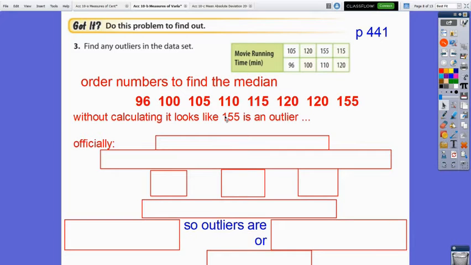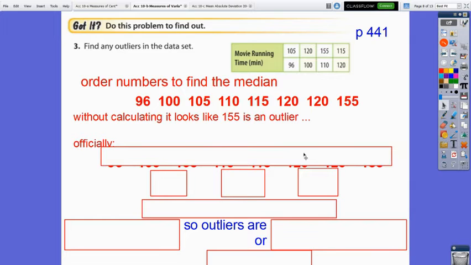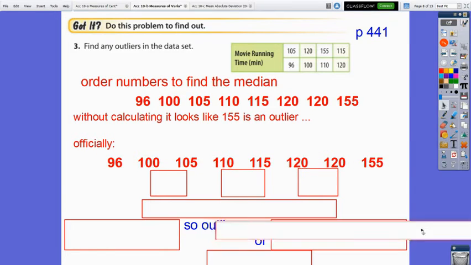And when you look at that, without any calculation here, it looks like 155 is kind of off from the other numbers. It looks like that's an outlier, but let's figure that out officially. So officially, to find out if it's an outlier, we're going to need to find the interquartile range, 1.5 times the interquartile range, and see if it's that far beyond the third or first quartile values.